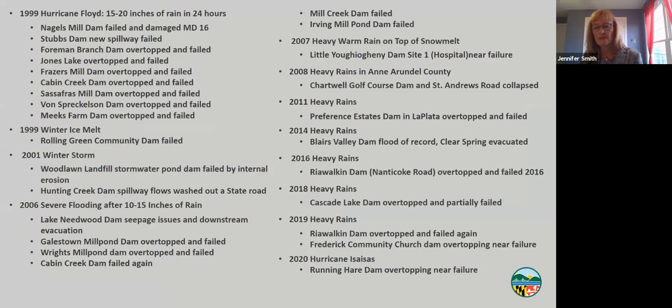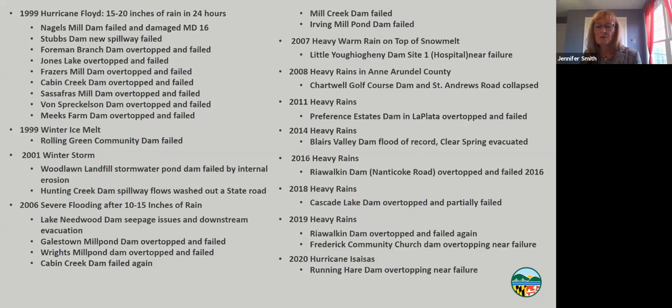Why is this important? Well, we know that dam failures don't just happen in California or Michigan or in other parts of the world, or only to very large structures. This slide is a list of failures and near failures in Maryland since 1999. There have been 29 near failures or failures in Maryland in 21 years, and not all have occurred due to hurricanes. There have been at least 45 dam failures or near failures in Maryland since the department began maintaining records on dams in the 1930s.